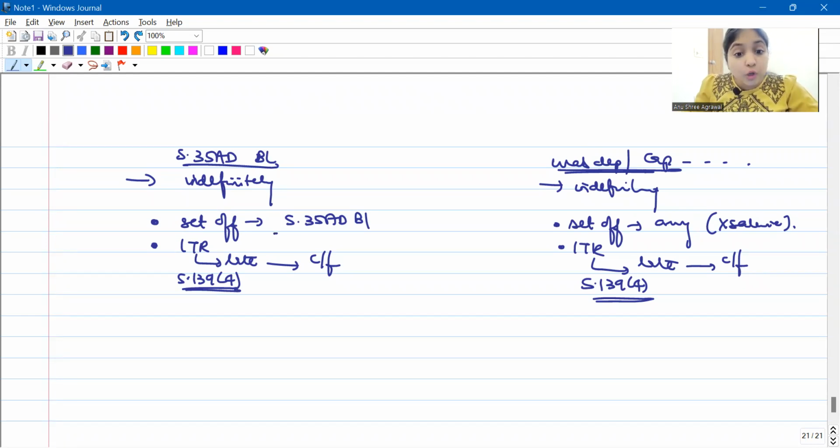35(8) business loss I can set off only against 35(8) business income. Unabsorbed depreciation I can set off against anything except salaries. 35(8) business loss I can't carry forward if I file my return late. But unabsorbed depreciation, even if I file my return late, I can still carry forward.